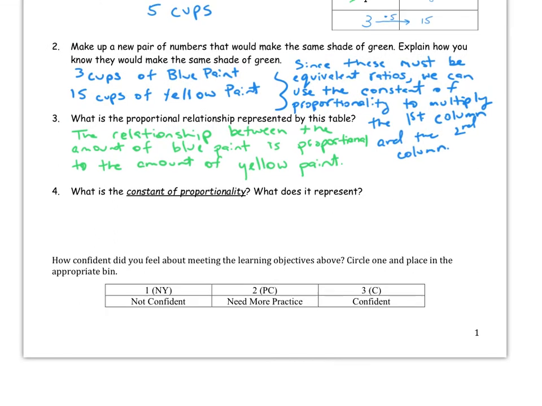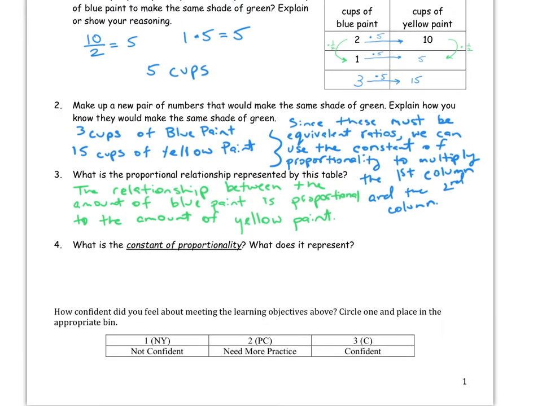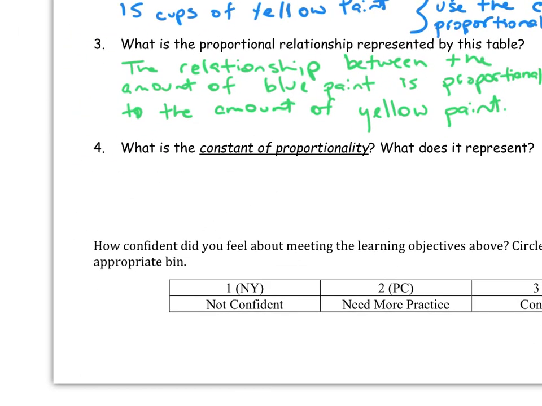Finally, it asks us to describe what the constant of proportionality is, and we identified that earlier in the example when we were multiplying everything by 5. So we would say the constant of proportionality is 5. If you think back to the lesson, we talked about how we use the letter K to represent the constant of proportionality, so that's what I'm going to use in this case. K equals 5. The constant of proportionality is 5. What this represents is the cups of yellow paint needed for 1 cup of blue paint.